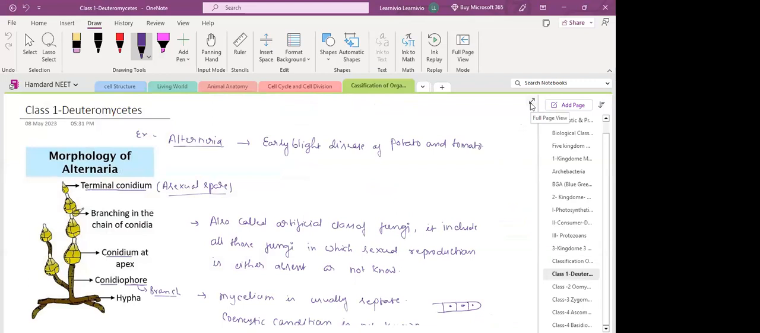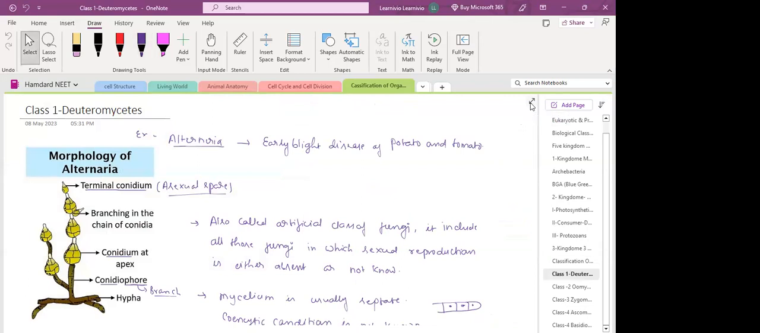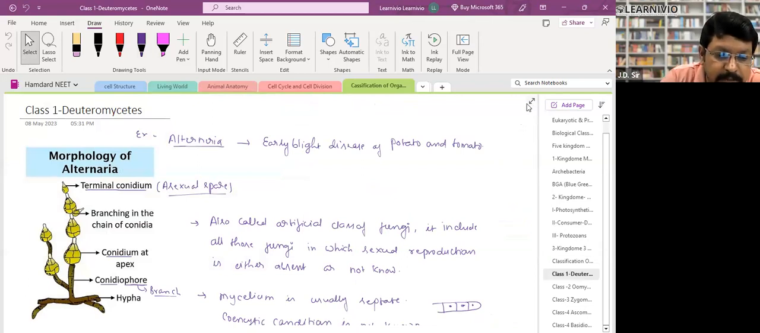Sir, what is coenocytic? Sorry, coenocytic? Your voice is not clear to me. What is coenocytic? Can you text me? Yes, yeah, please.